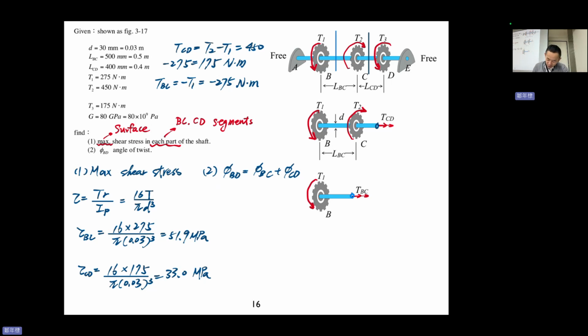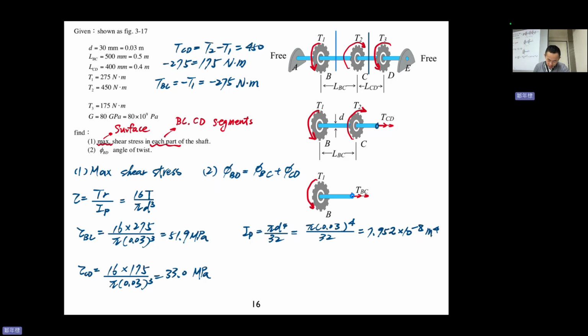Okay, I will give you a. So firstly, IP first, pi d to the fourth divided by 32. And pi times 0.03 to the fourth divided by 32 is 7.952 times 10 to the minus 8 m to the fourth. Okay.